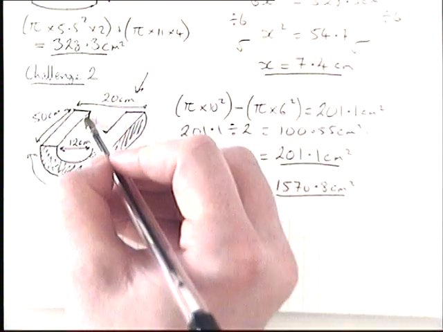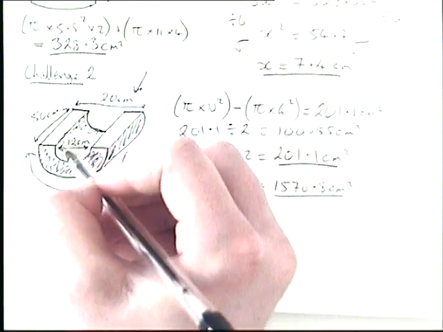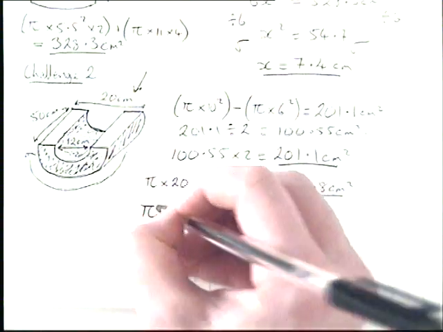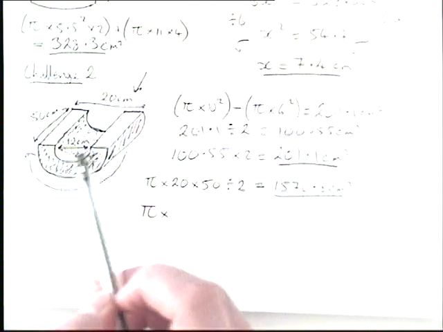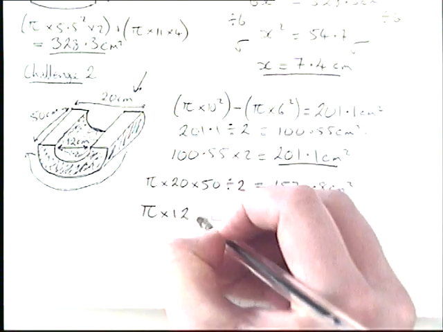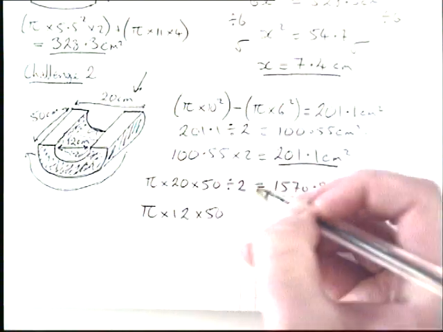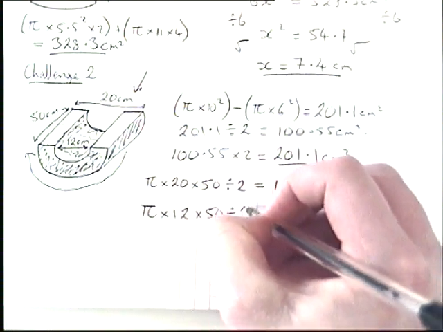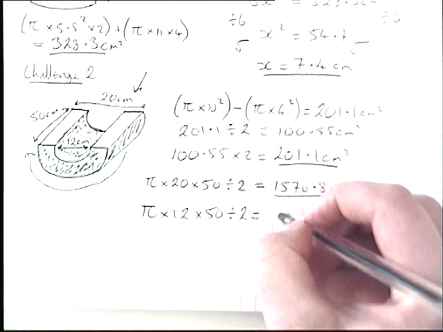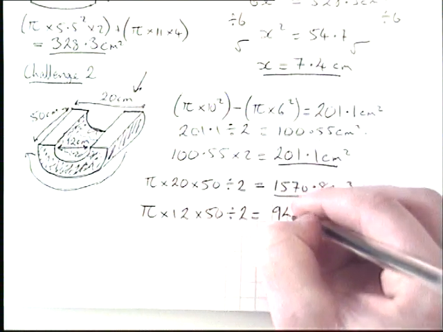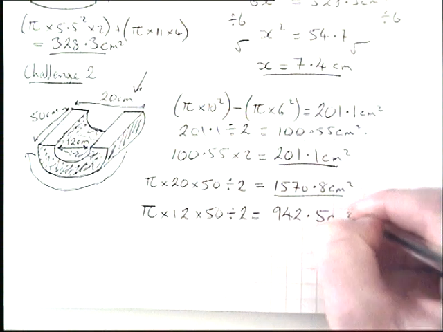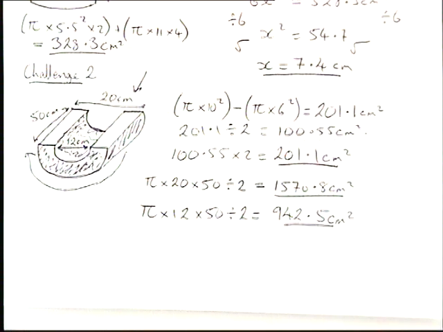Then we're going to work out this smaller curved surface on the inside, so this bit here. So similar to what we've just done, pi times the diameter, which is 12 this time, times by the length, which is 50. And again, we've only got half of this curved surface, so we're going to divide it by 2 again. That leaves us with 942.5 centimeters squared.